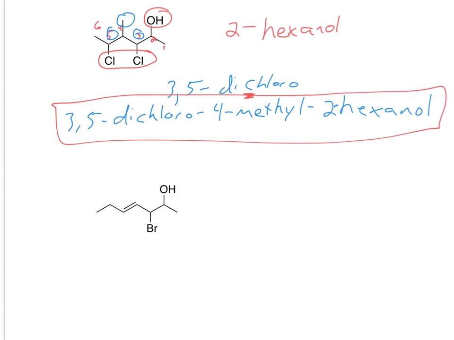Alright, the next compound, same idea. The only difference here is now we have 2 different functional groups, right? We have our alcohol and we have our alkene. And we're going to see how we handle that. Alright, so let's start. The first thing you should do, find the parent chain, number from the side that gets to the OH the fastest. So I think again, we're going to start on the right.